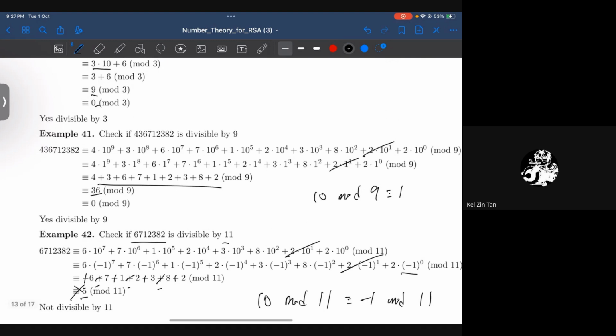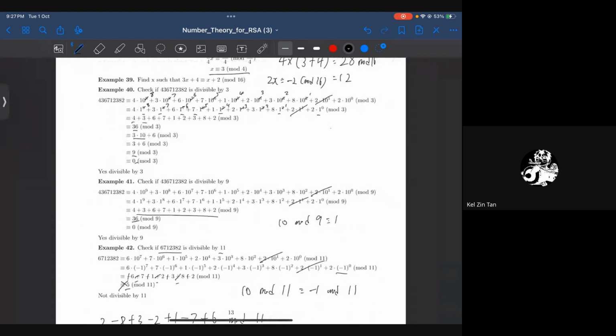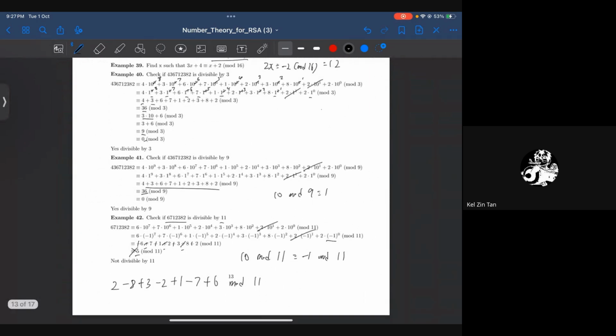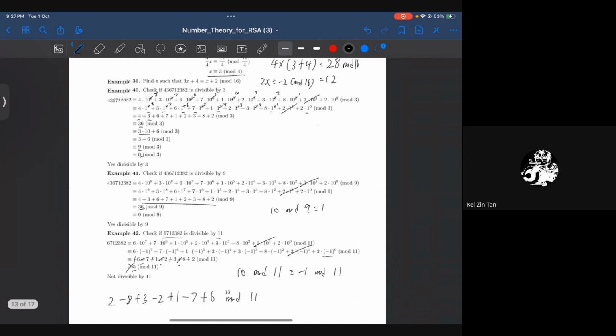Okay, so yeah, just a very fun technique in modulo arithmetic. Any questions?